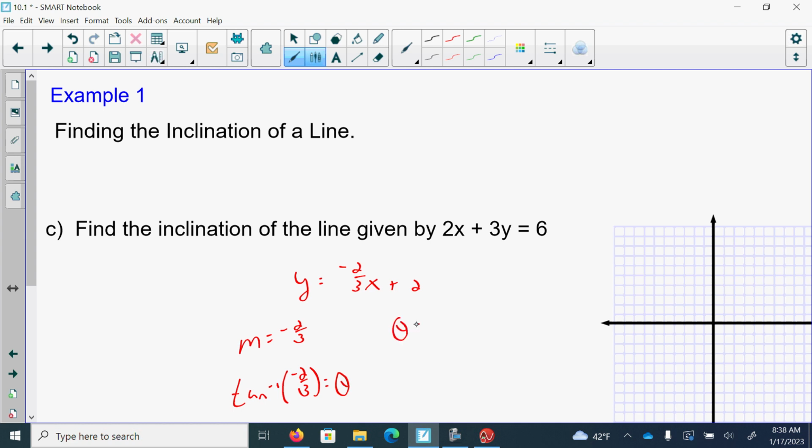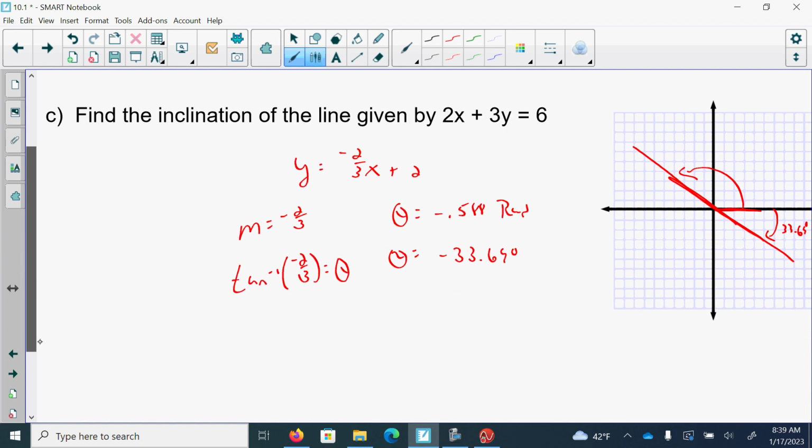When I do this, I get theta to equal negative 0.588. That's in radians. When I change it to degrees, I get negative 33.69 degrees. So if I think about this, here's my line, and it could be anywhere, but let's say it's here. And this going down is my 33.69 degrees. But I want it from the positive x-axis going counterclockwise. So to make that adjustment, it's literally halfway around the circle.